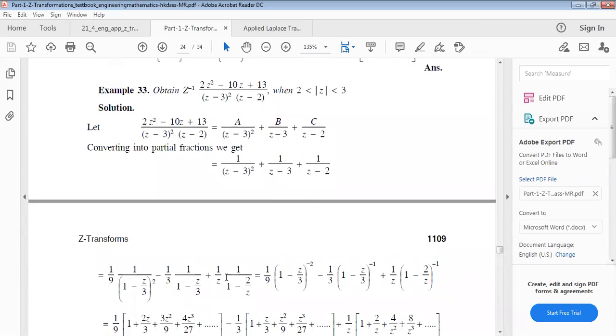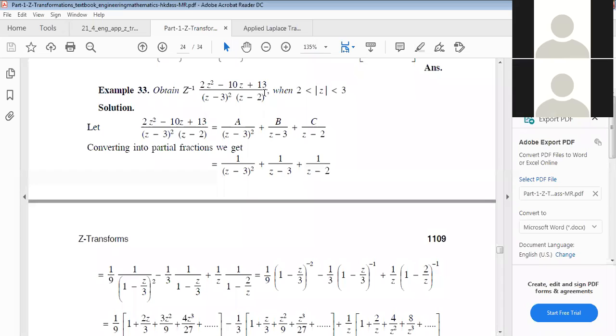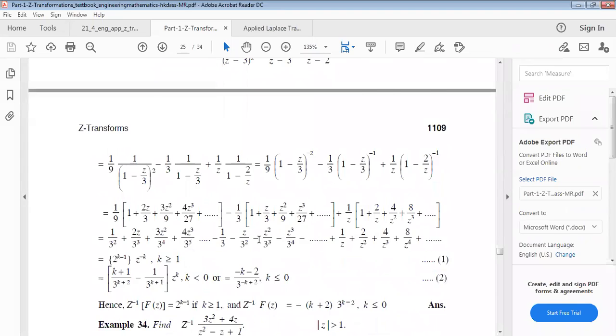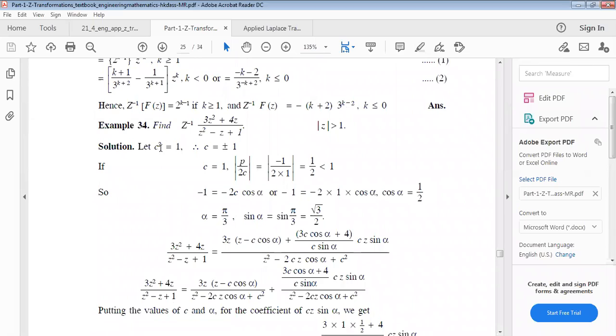Actually this is finding the inverse z-transformation of the fraction using this condition. Remember, if |z| is greater than the constant, we have to take z common, and if the constant is greater than |z|, we have to take the constant common from every term. Using a similar partial fraction process, we can find the inverse z-transformation of 3z² + 4z, like this.